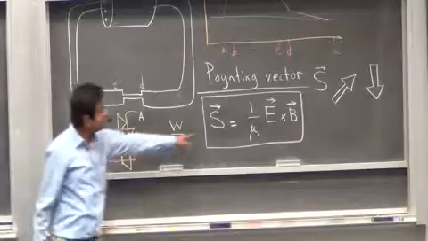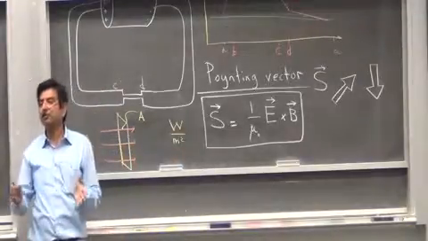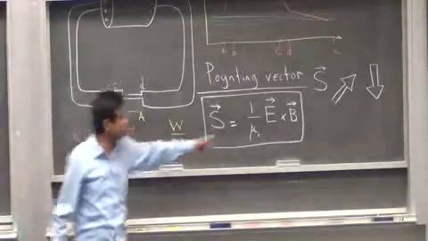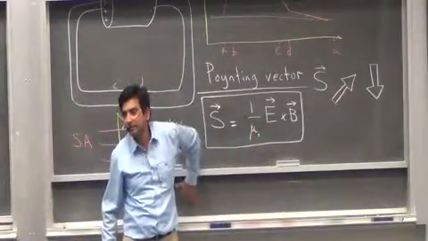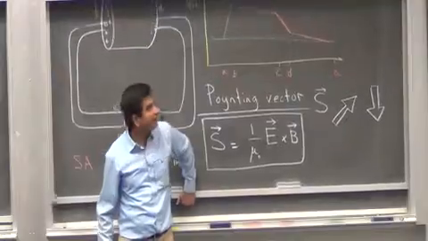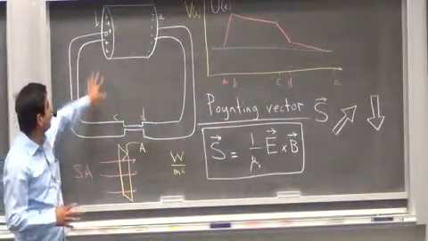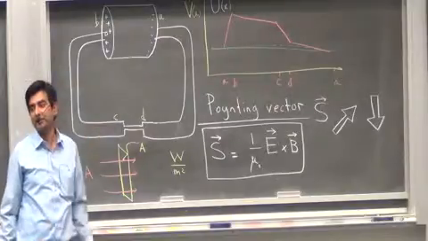So this Poynting vector tells us the direction of energy flow, it tells us the amount of energy flow, and it's the cross product of E and B. Now let's use these rudimentary concepts and build up our idea of how energy actually flows inside this circuit.